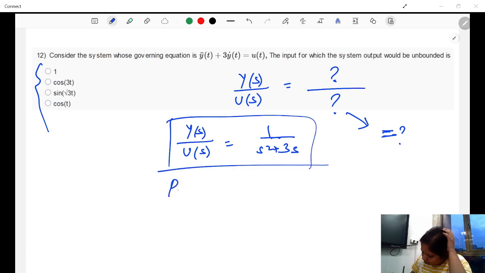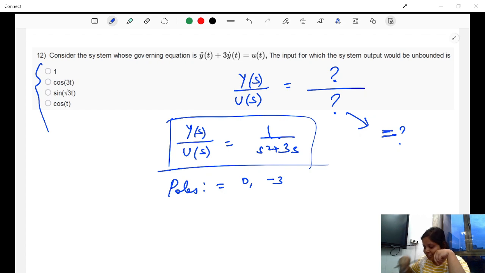Now can someone tell me what are the poles of the system? 0 and minus 3. What would disturb this system if I get one more pole at 0 or if I get one more pole at minus 3? My system would become unstable.